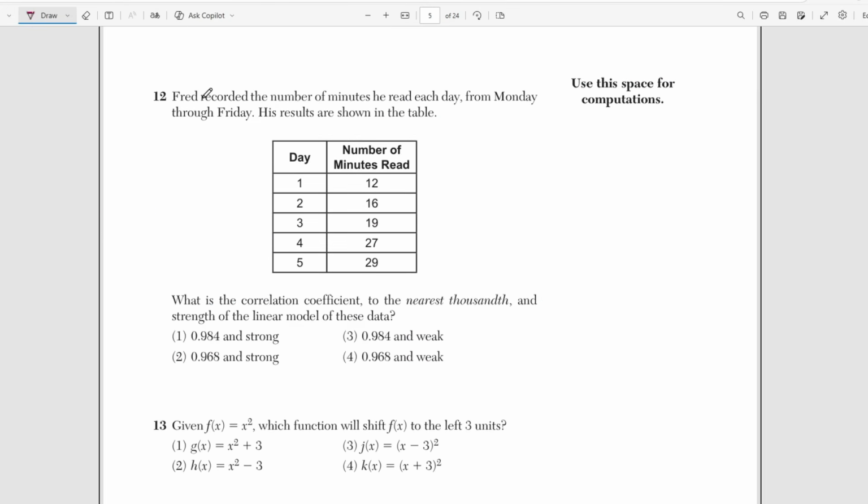All right, number 12 says Fred recorded the number of minutes that he read each day from Monday through Friday, and his results are shown in the table. What is his correlation coefficient to the nearest thousandth, and the strength of the linear model of these data? Essentially, we're going to have to plug this into our calculator. It's the only way to solve this.